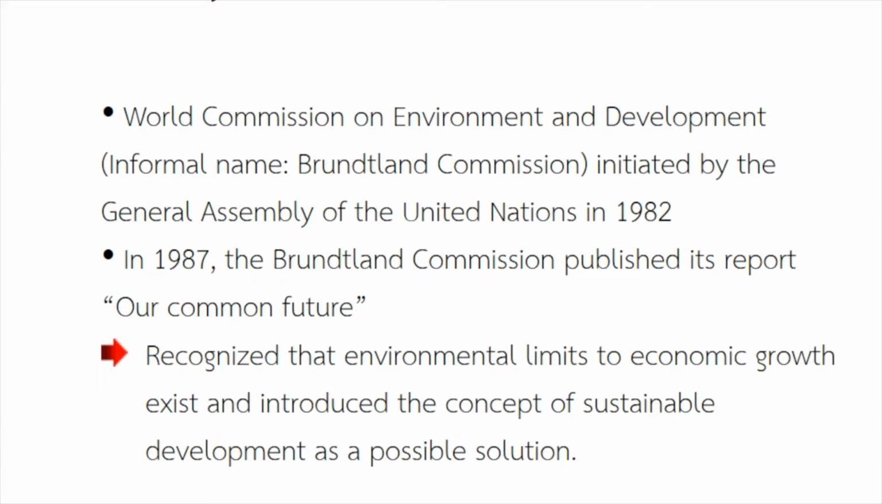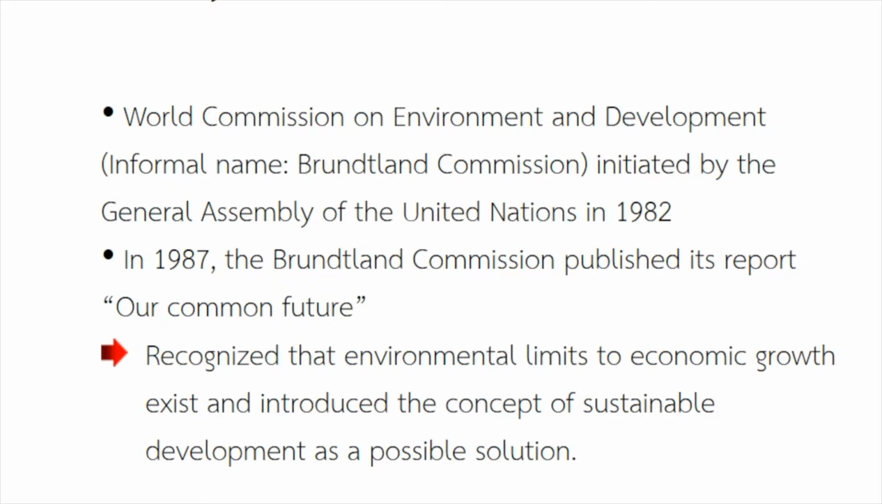In the year 1982, the General Assembly of the United Nations initiated the so-called World Commission on Environment and Development. The informal name of this commission was Brundtland Commission, named after the former Norwegian Prime Minister Brundtland, who served as the chair of the commission. The Brundtland Commission's mandate was to re-examine the critical issues of environment and development and to propose ways to deal with these issues. In the year 1987, the Brundtland Commission published its famous report, Our Common Future, which is also known as the Brundtland Report.